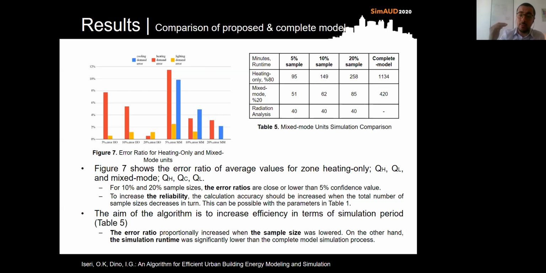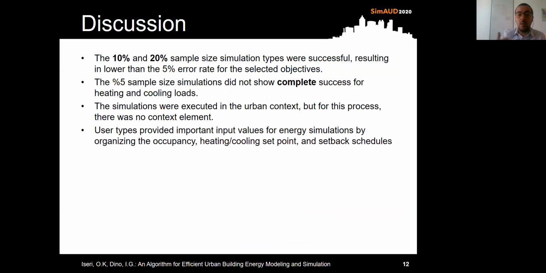They are the lowest ones compared to the highest ones. It is directly related with the sample size, but we realize that it's a trade-off actually. What we can see is that 10% and 20% results are accurate compared to 5%, but it's a trade-off because the 5% simulation time is the lowest one, less than 100 minutes. It depends on your simulation accuracy expectation actually, or the time that you have in the first place.